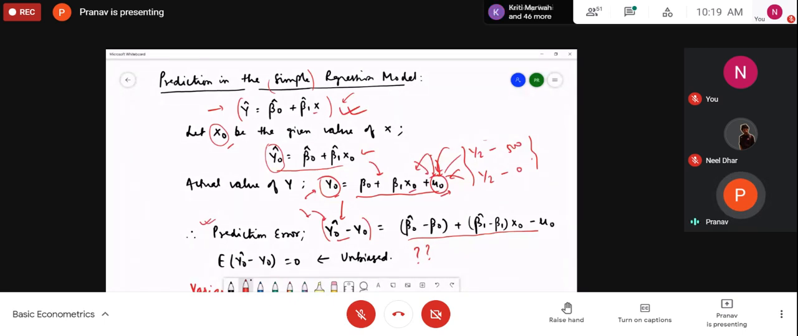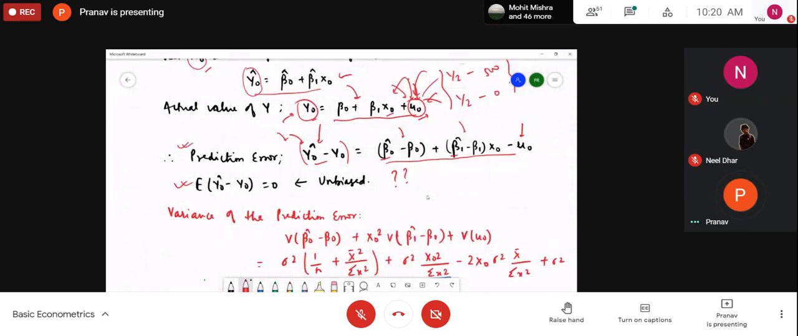Now all other assumptions of error terms are satisfied. That's how we assume and move ahead as far as regressions are concerned. So expected value of u naught will be 0. Now beta naught hat and beta 1 hat are unbiased estimators of the true population coefficients. So expected value of these two terms will also be 0. And that's how the expected value of y naught hat minus y naught is 0, written here, which means that it is an unbiased estimate.